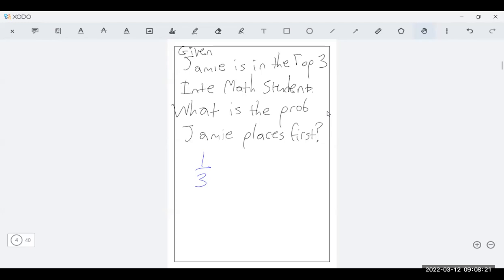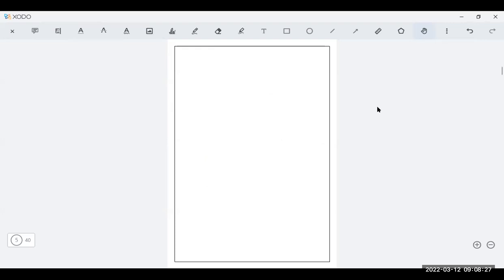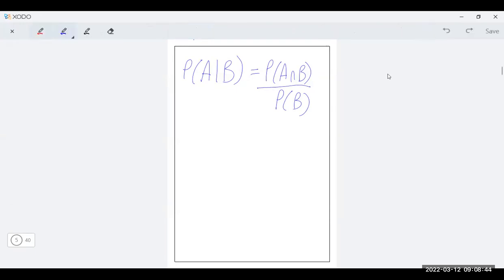So this is where we're going to look at what we call the conditional probability formula. The probability of A given B is equal to the probability of A intersect B over the probability of B. Now you're seeing this slash. The slash right here means given. So this is saying the probability of A given B, equal to the probability of A intersect B over the probability of B.